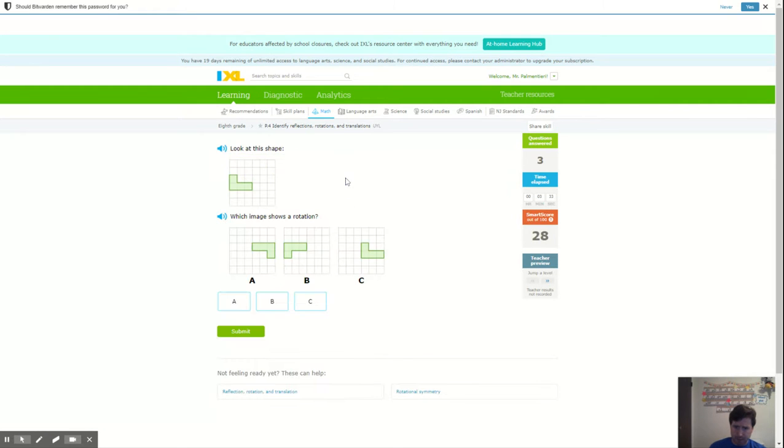Again, we're looking for a rotation, so you want to look for the one that's been rotated. Now, do the Khan Academy assignment first, because they're going to talk about all this. We're going to talk about how to identify this. So this activity should be done after Khan Academy.